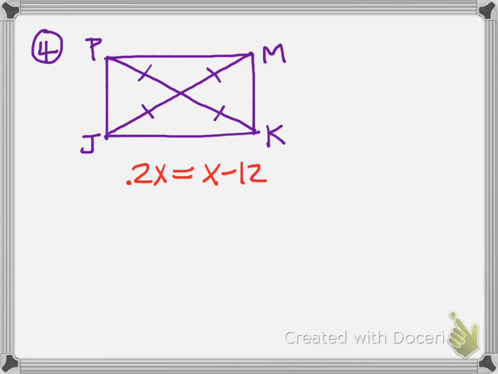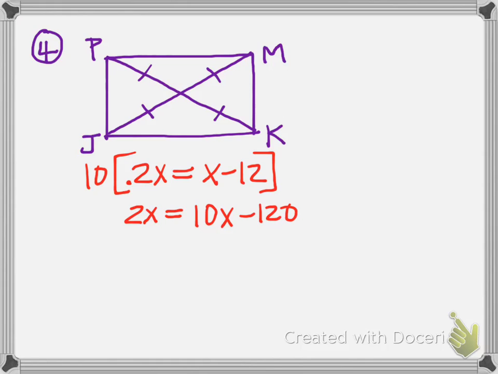Now, there's something that you can do if you don't like having this decimal in your equation. You can get rid of it at the beginning. So if I wanted to get rid of the 0.2, I would want to multiply that by 10, and it would just move the decimal to the right once. But if I multiply that by 10, I'm going to need to multiply everything in the equation by 10. So you might choose to start off that way. If not, you can just solve it like you would a normal equation. But if I go ahead and multiply everything by 10, I'm going to get 2x equals 10x minus 120. And that might be easier for some of you. Okay, let's go ahead and solve.